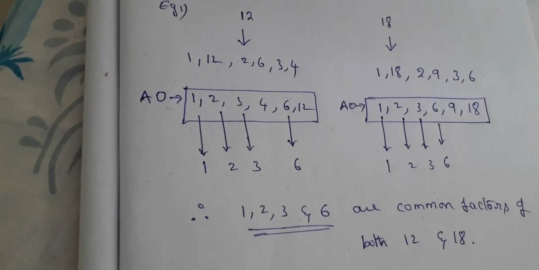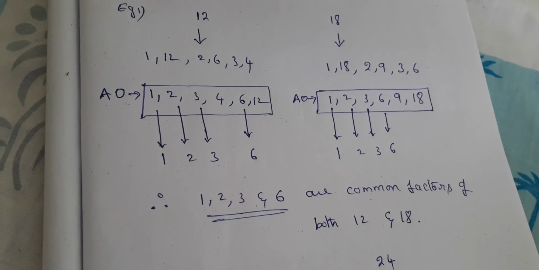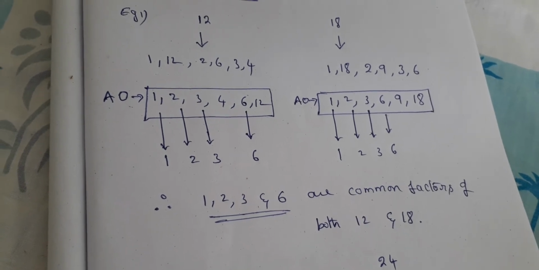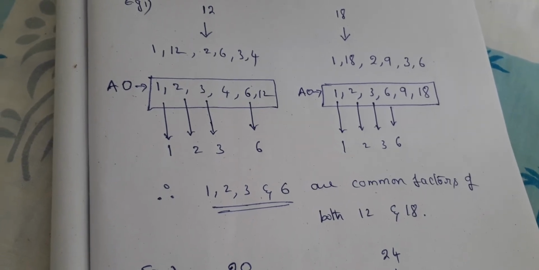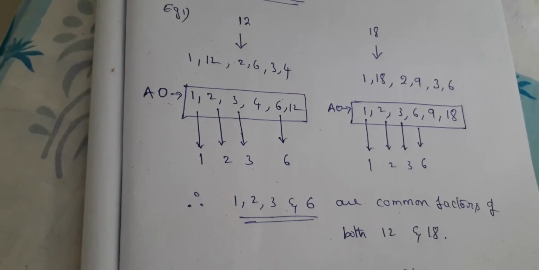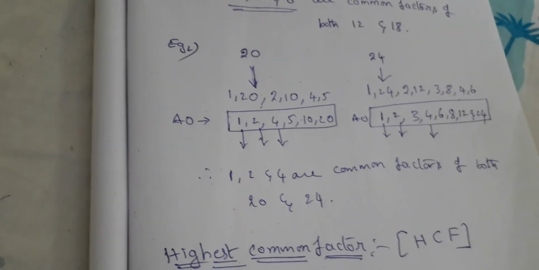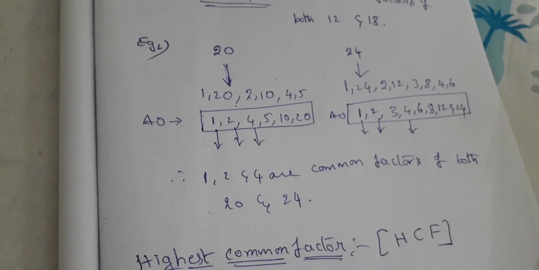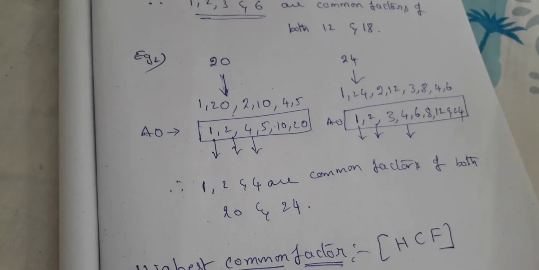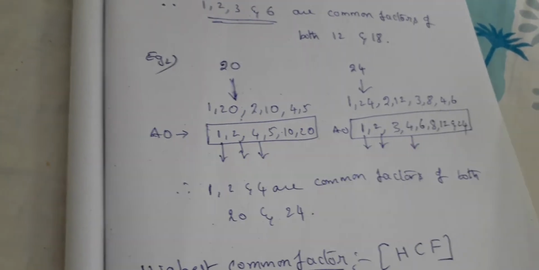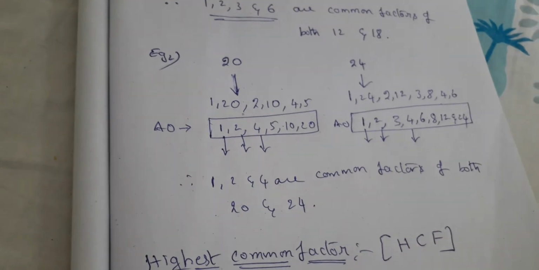So 1, 2, 3 and 6 are the common factors of both 12 and 18, is it not? So therefore which one is the highest? What is the highest common factor here? Yes, 6 is the highest common factor of both. As well as here, what is the highest common factor that you have? 4 is the highest common factor of both. So like this you can determine the highest common factor.